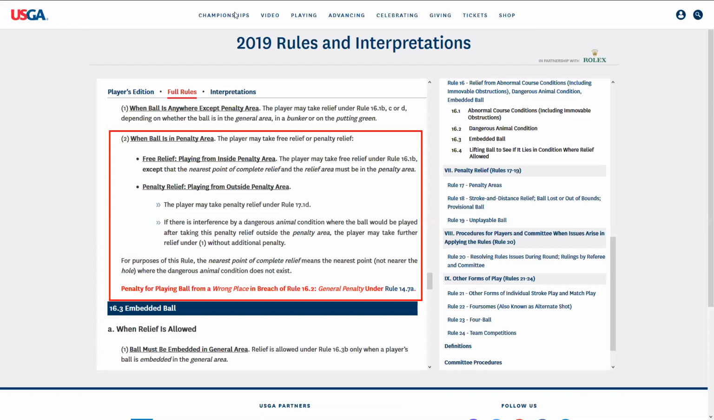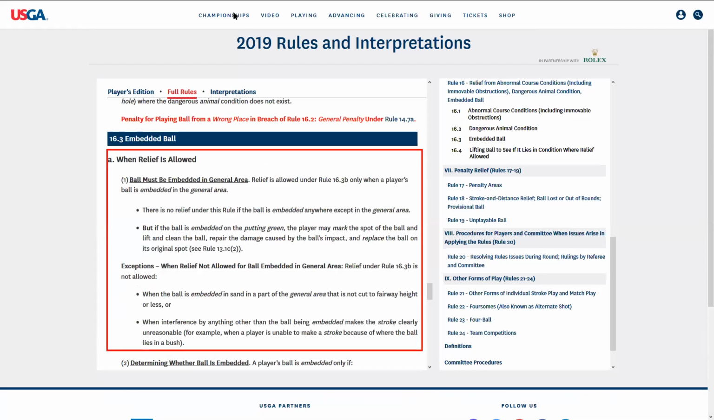All right, 16.3, embedded ball. When relief is allowed, the ball must be embedded in the general area. Relief is allowed under Rule 16.3b only when the player's ball is embedded in the general area. This is a change under the new rules, but the outcome is going to be the same.